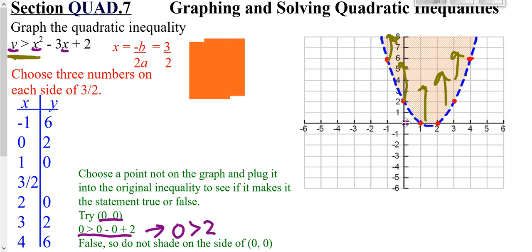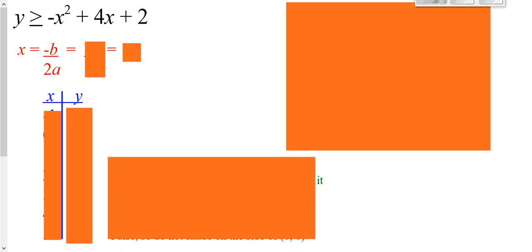So we tried a point here. It made it false, so it doesn't work. That means you have to shade the other side of the inequality. So that's another way you could decide which side to shade. See if you can do this problem without watching the video and then watch it quickly.